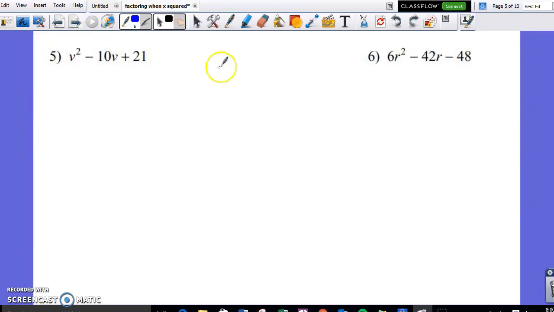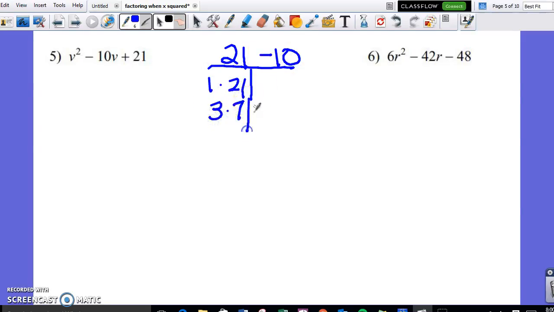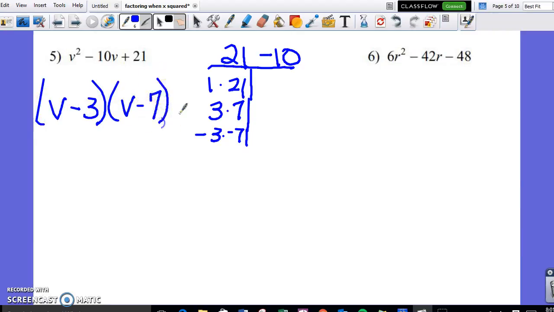And then number 5, same thing. GCF? No. Difference of squares? No. Okay, let's do a t-chart. What multiplies to 21 and adds to a negative 10? Well, I know 1 and 21. My other combination that I know is 3 and 7, but I need it to be a negative 10. So I'm going to do negative 3, negative 7. Oh, and those are my magic factors. Negative 3, negative 7.